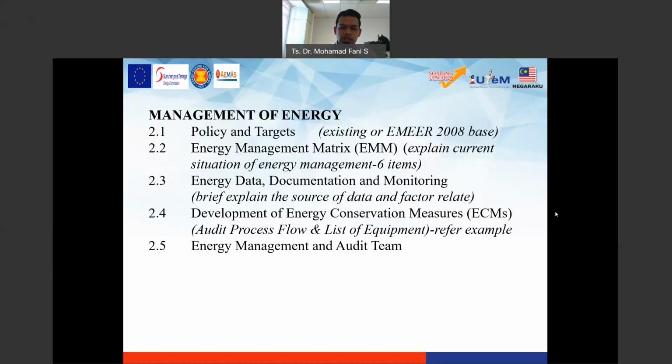So this one is the list, the simple one, the process on how we want to find the energy conservation measure. This one is the process of the audit. Okay, so refer to the example. And then the last one is the energy management and audit team. So must have the names, the members of the energy audit team from your side and also from the client side or owner of the building. So the energy manager comes from the client side, okay, and our energy audit team from your side.